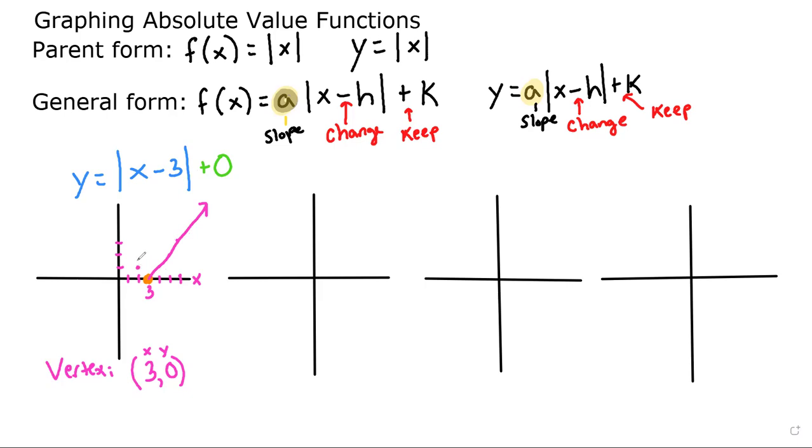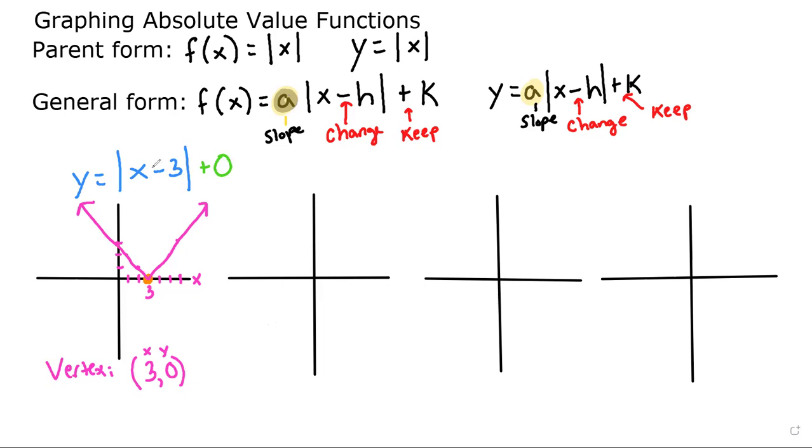And then we're going to do it again. Up 1, left 1, up 1, left 1. And then we graph that side. And that is the answer. So kind of weird, but also kind of fun. So let's try another one.